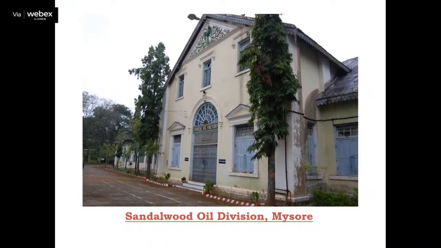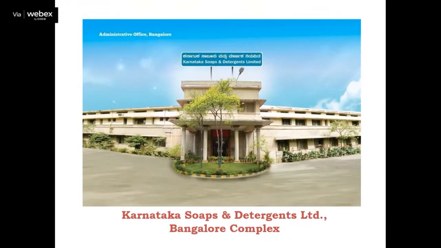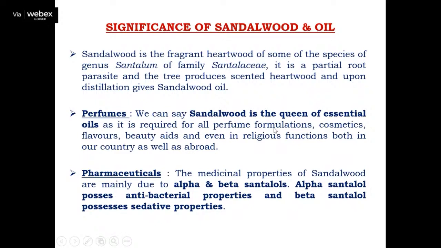And this is the picture of the sandalwood oil division located in Mysore, where sandalwood oil is extracted from sandalwood. After extracting sandalwood oil, the oil is transported to the Bangalore head office, and here the sandalwood oil is used for making Mysore Sandal Soap. Let us see the significance of sandalwood and sandalwood oil.